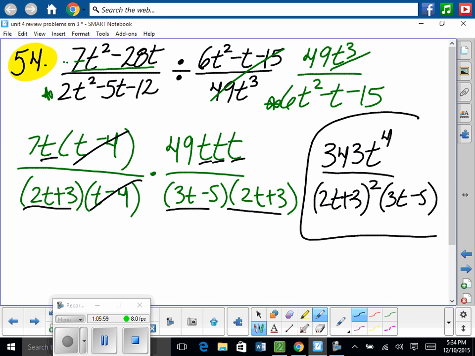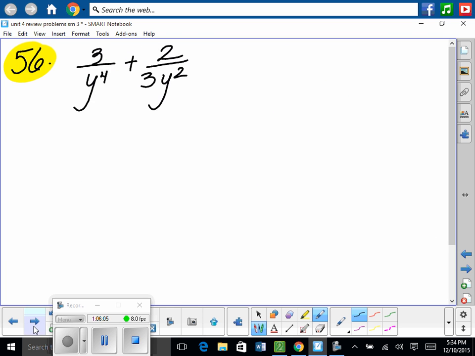A lot of students get in the habit of saying, oh, those two divide out, but they don't. One's not on top, one's not on bottom. So don't make that mistake.